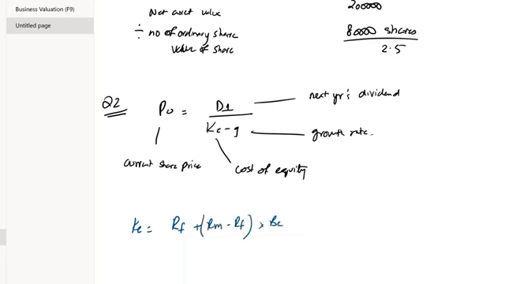This bracket is also called the risk premium, just in case if there is a question that does not give you RM and instead they give you the risk premium, then also you can compute the KE using the CAPM formula.